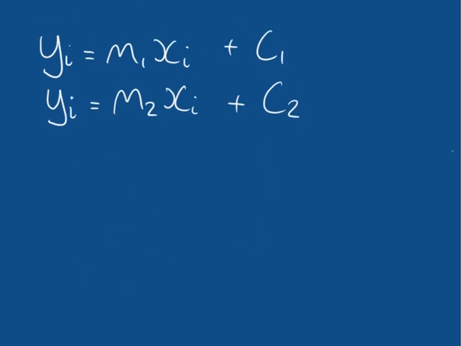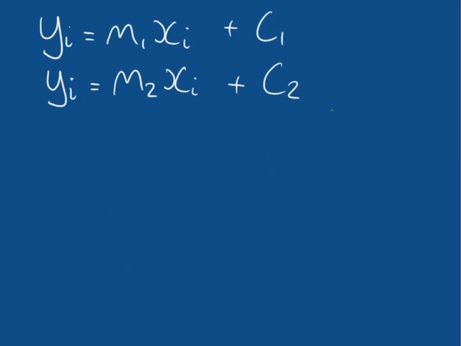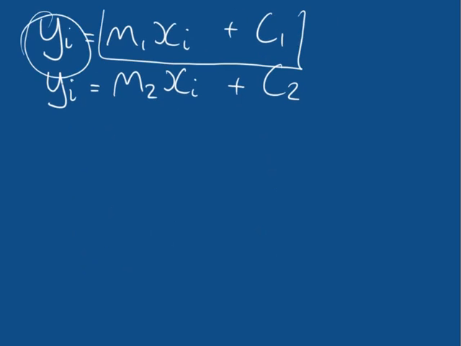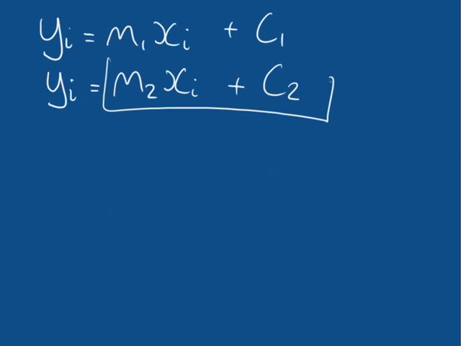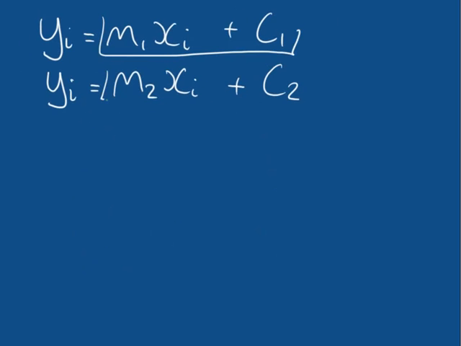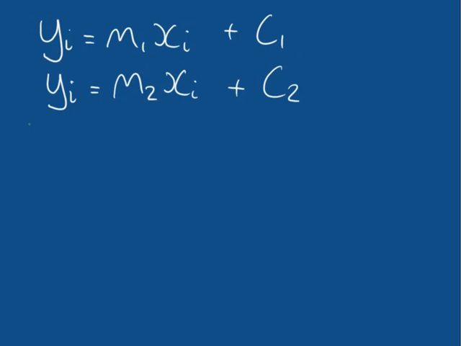So let's scroll down a bit. We've now got these two equations, and what do we notice? We have two things that are equal to yi. That means if this is equal to yi, and this is equal to yi, then this part of the equation must also equal this one, because they both equal the same value. That means we can put the two equations equal to one another, which allows me to write the following: m1 xi plus c1 is equal to m2 xi plus c2.